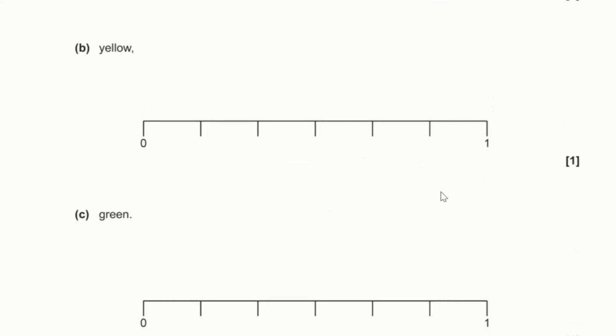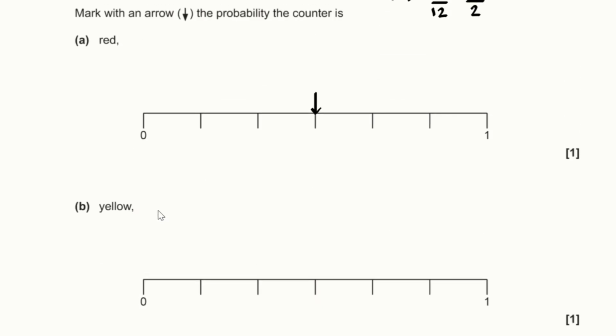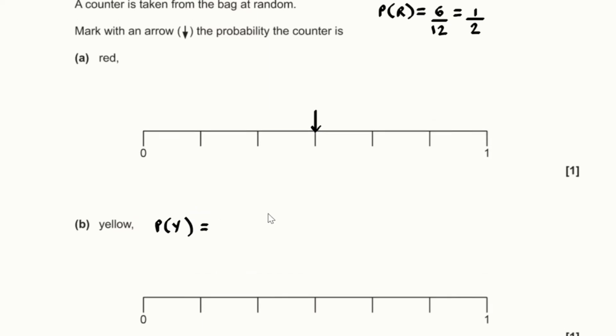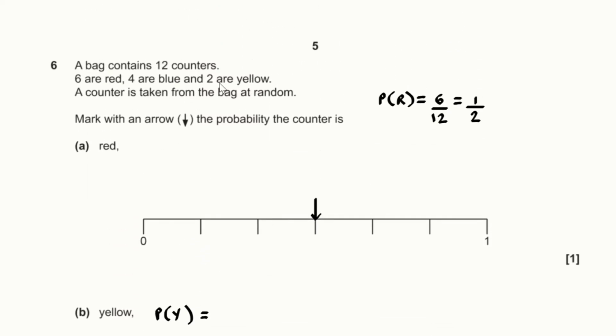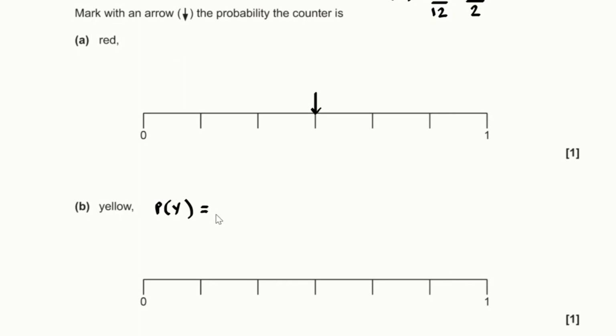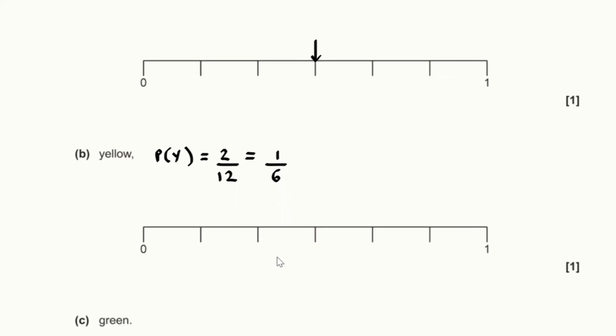Next, for part B, the probability of yellow. To work out the probability of yellow, we have 2 yellow out of 12. So the probability of yellow is 2 out of 12, which, if we work this out, simplifies to 1/6. And so this is shown over here.